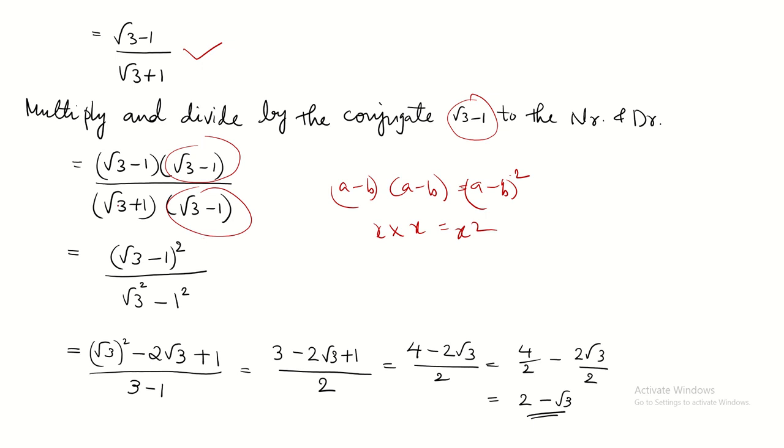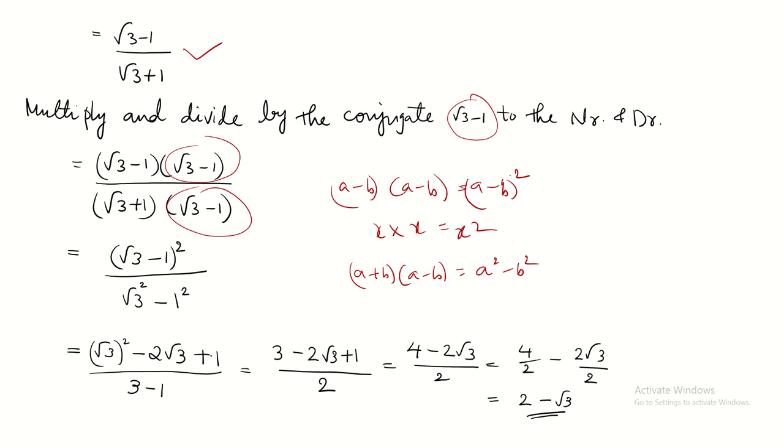Next identity, A plus B into A minus B. What is the answer? A square minus B square. So here you have in the place of A as root 3, so it is root 3 plus 1 into root 3 minus 1. In this you have A as root 3, so A square is root 3 square, minus B square, where in the place of B you have 1, so this will be 1 square.